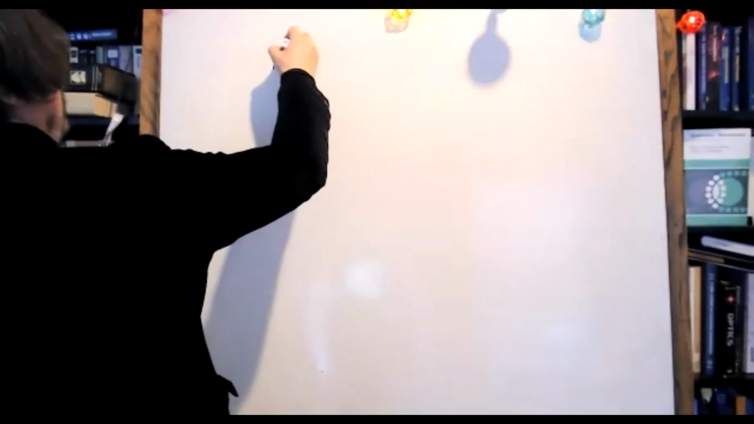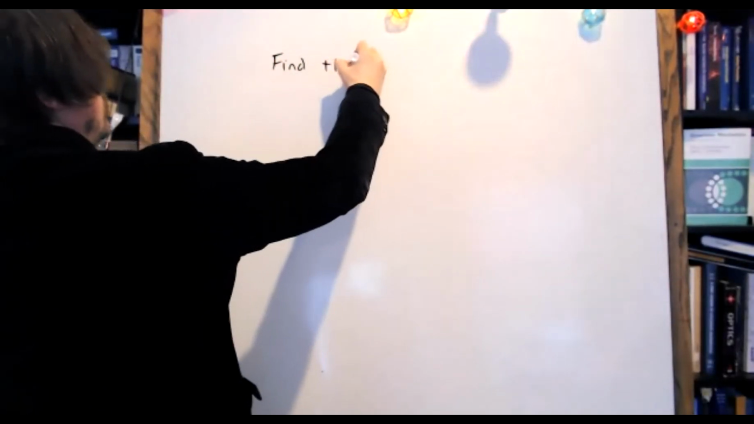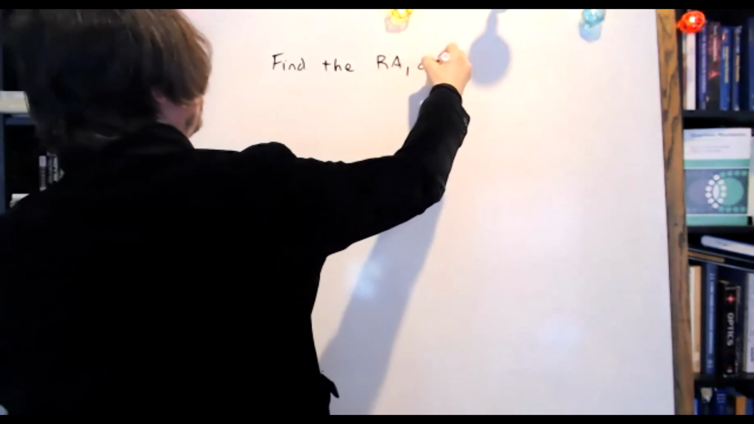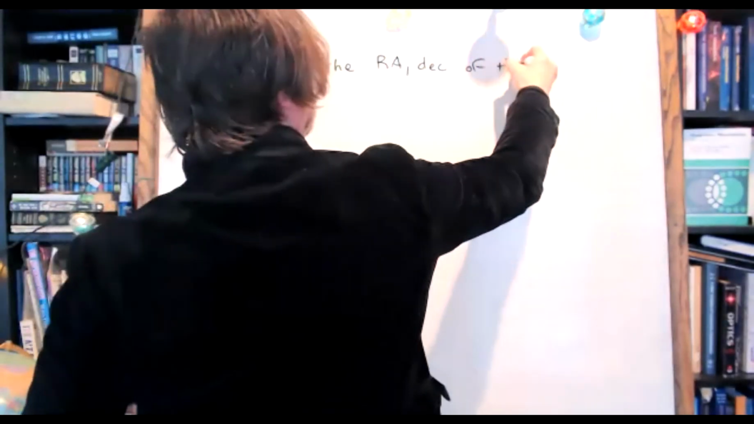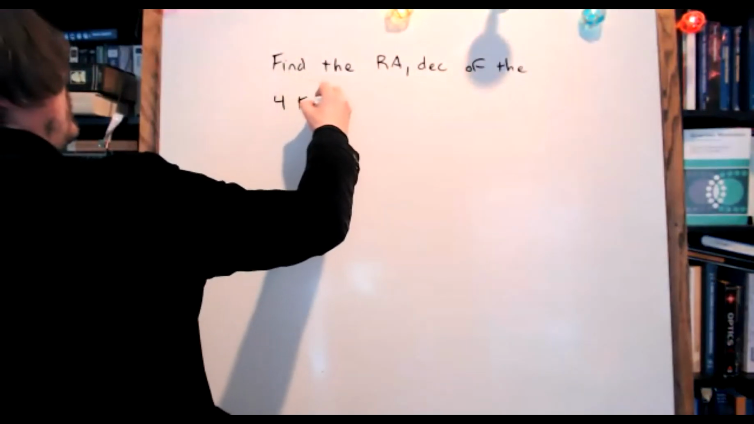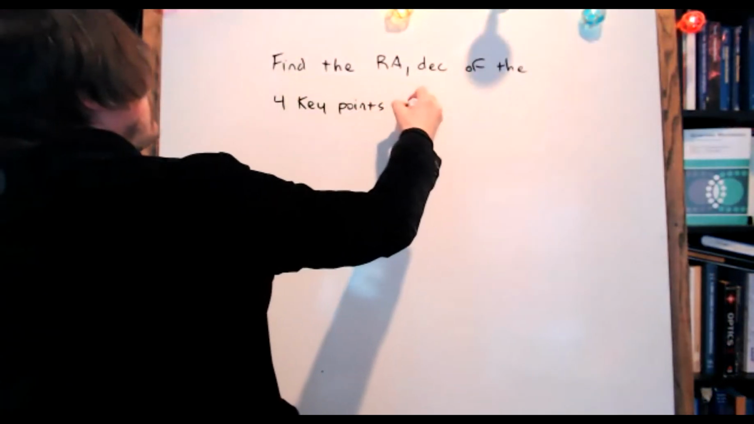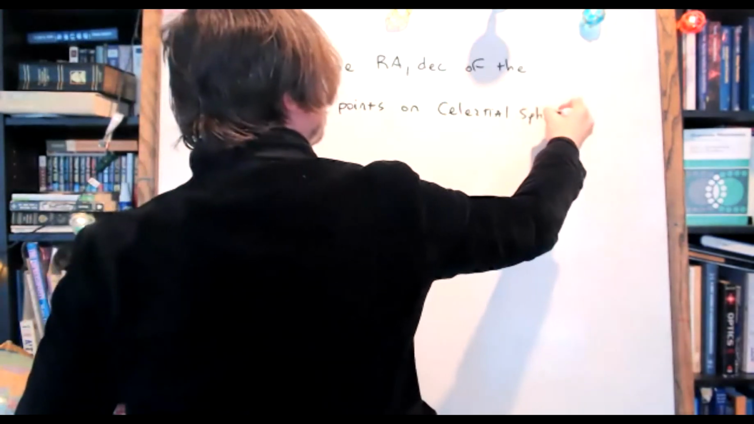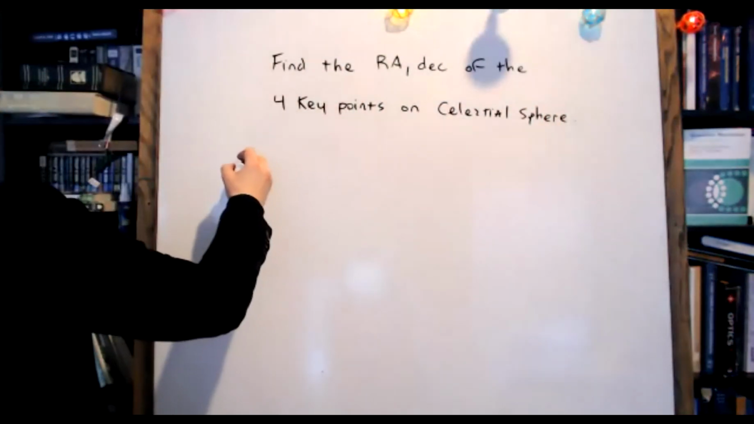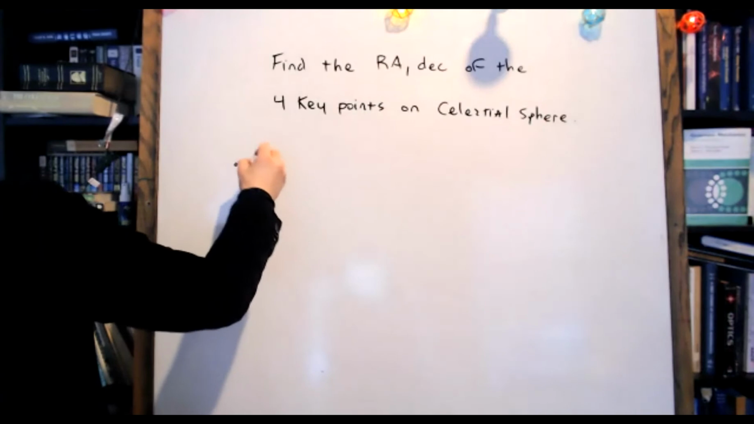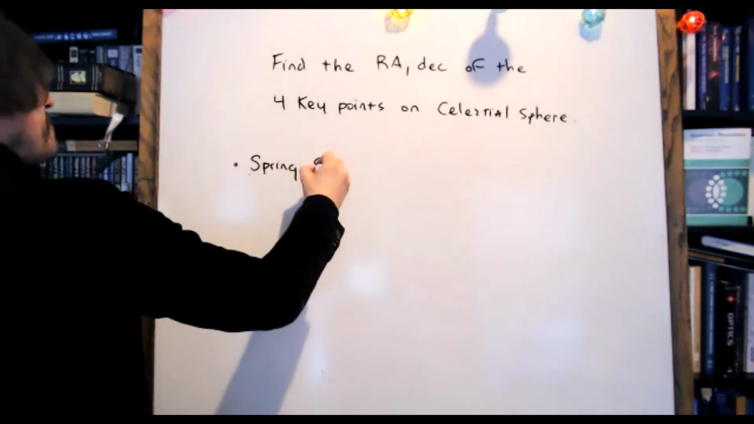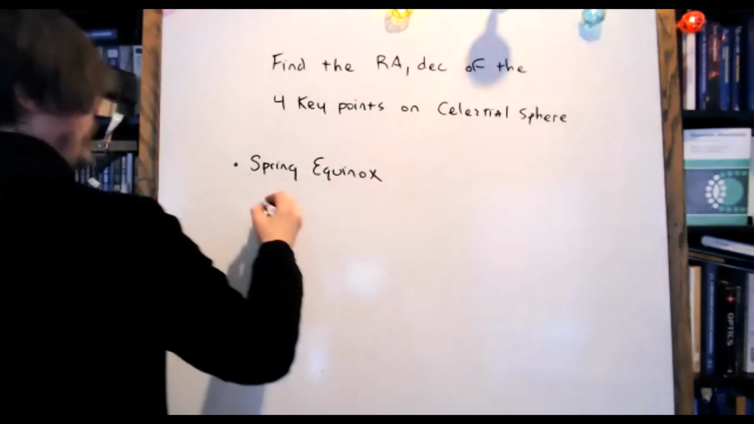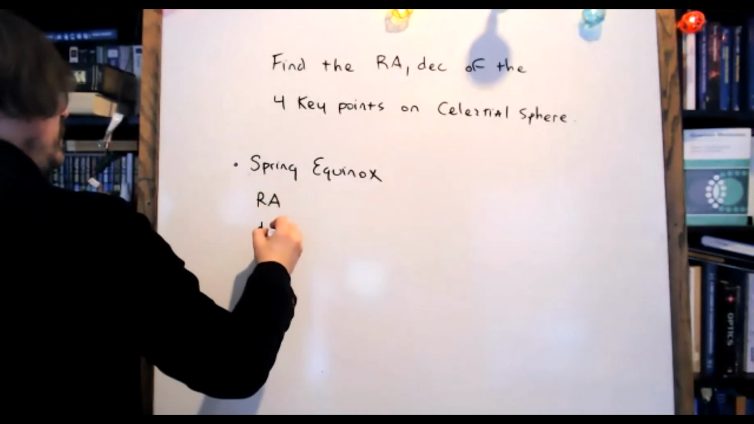Okay, here's a little sample problem. This will be the last thing we do before we take a little tea break today, okay? I want you guys to help me find the right ascension and declination of the 4 key points on the celestial sphere. You'll remember the 4 key points are the spring equinox. We're going to have a right ascension and a declination.